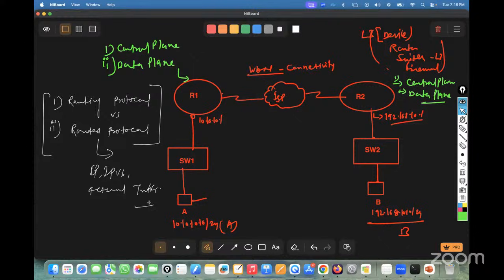Okay, good. Vivek, you want to say something? One person speak at a time. Sir, same as what they said: the routing protocol is the best path selection, and the routed protocol, like IPv4, is what gets forwarded.